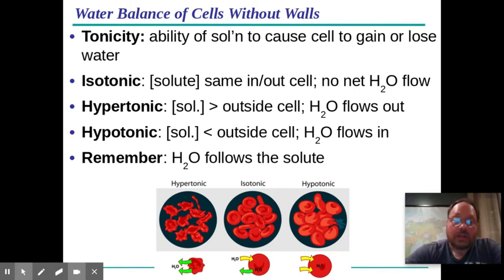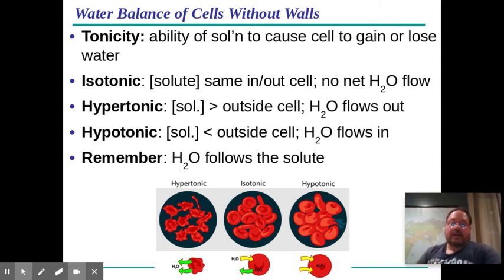Hypotonic. Hypo means low. Think of hypothermia or a hypodermic needle. Hypo is below, derm is skin, so a hypodermic needle will travel beneath the skin. A hypotonic solution has a low solute concentration outside the cell. So that means solute concentration must be greater inside the cell, and since water follows solute, water will flow in.